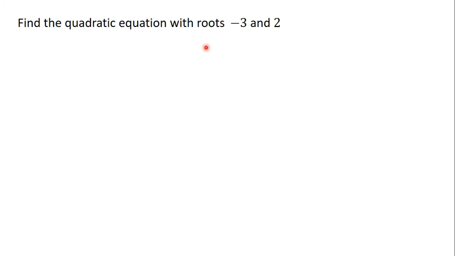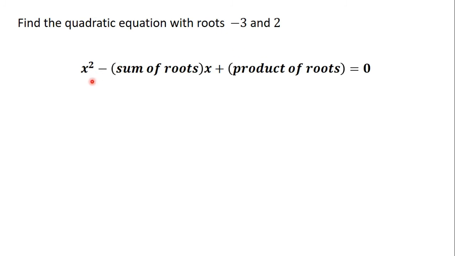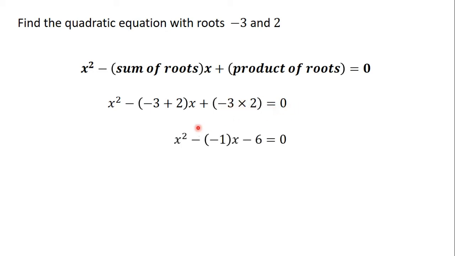Find the quadratic equation with roots minus 3 and 2. So the equation is giving us x squared minus sum of roots x plus product of roots is equal to 0. The roots are minus 3 and 2. Okay, so you have x squared minus, into bracket, we will add the roots, so minus 3 plus 2x plus product of roots, so we multiply the roots, minus 3 times 2, then is equal to 0. Now this will give us x squared minus 3 plus 2 give us minus 1.